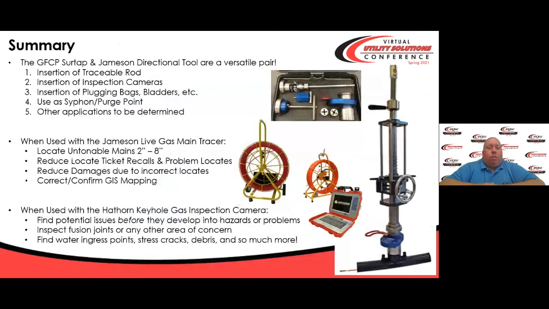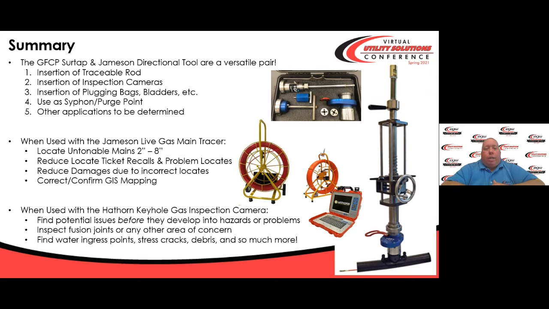All right, so hope that video was pretty clear. Sorry, I bounced around a little bit. In summary, the George Fisher SureTap and Jameson directional tool make an extremely versatile pair. You can insert traceable rods to locate, you can inspect your lines, insert plugging bags and bladders, use it as a siphon or purge point. And when used with the Jameson Live Gas Main Tracer, you can locate untonable mains from 2" through 8".